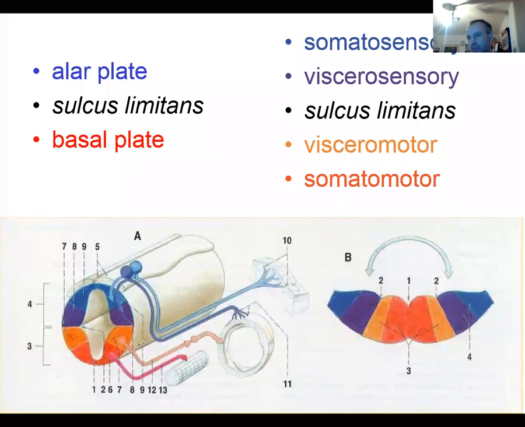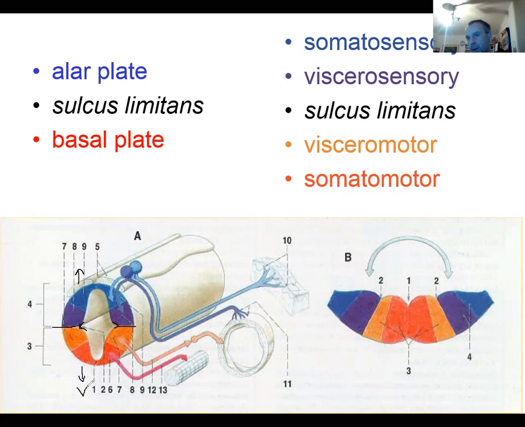And we can see the section of the neural tube. In the middle, we find here the sulcus limitans, and the sulcus limitans divides the neural tube into two parts, the ventral part and the dorsal part.